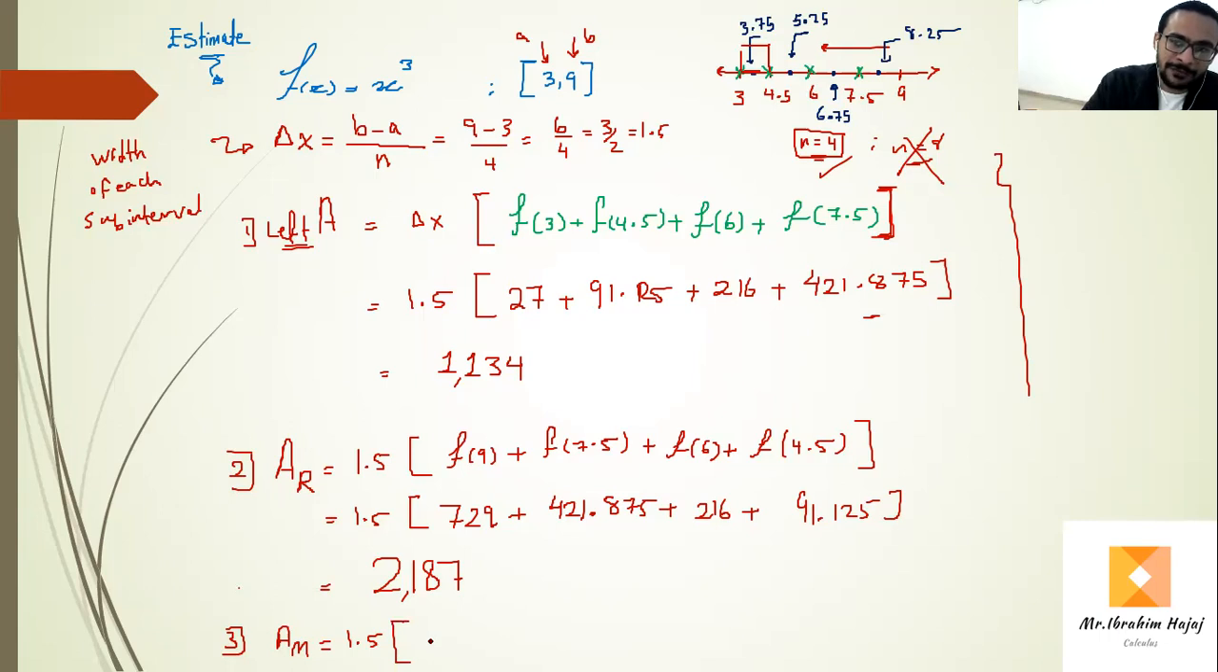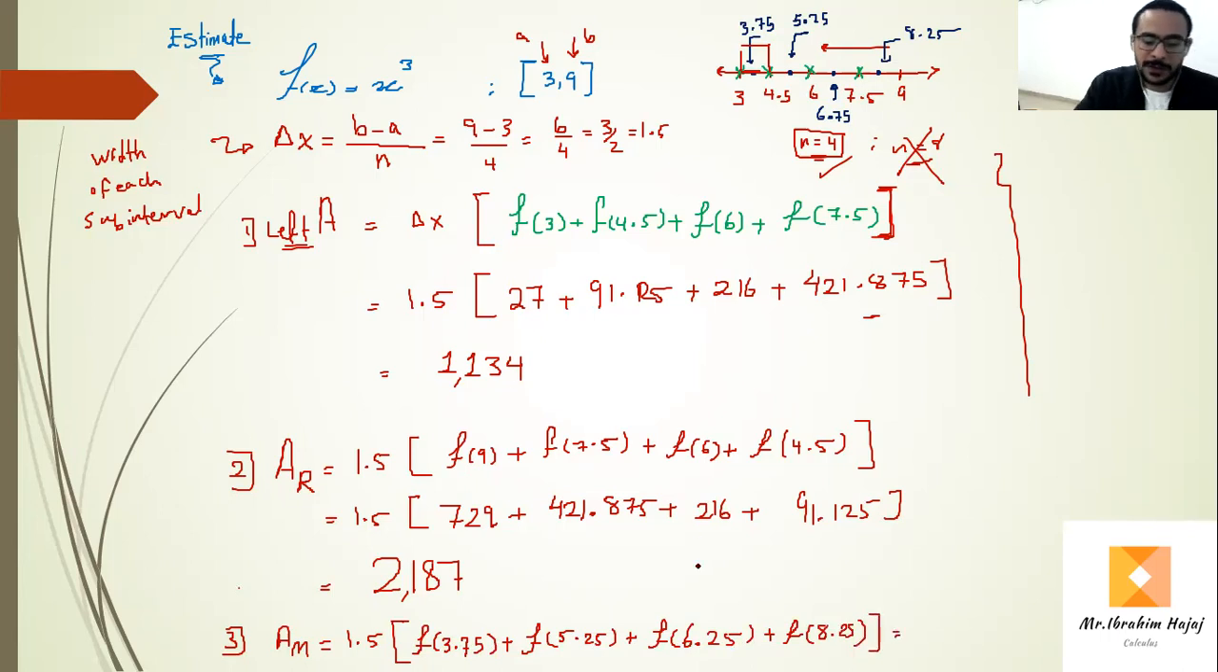So we have to find f of 3.75 plus f of the next midpoint, 5.25, plus f of 6.75, plus f of 8.25. And when I say f of, it means we have to substitute in the function. For example, f of 3.75 is 3.75 cubed, which is 52.7.